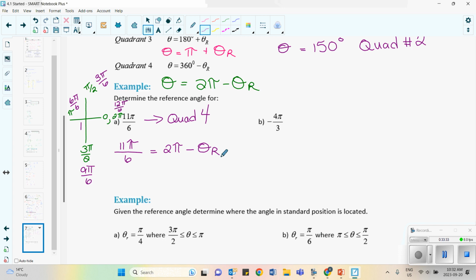Now you could rearrange the equation if you want. That's probably what I would do. So really theta reference is going to be 2 pi minus 11 pi over 6. I forever want to put a pi symbol over the number 11, so I'm just going to pay attention to it. So what's theta reference? Pi over 6.